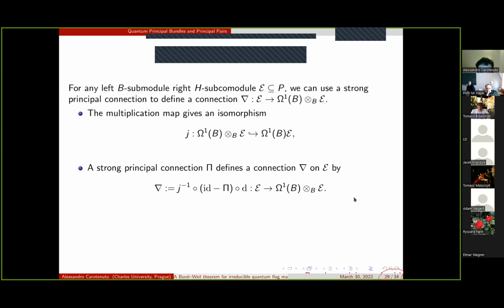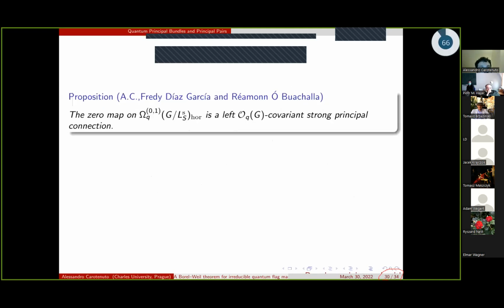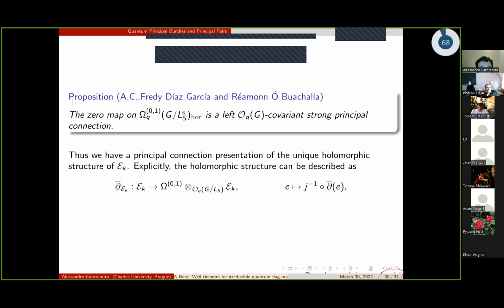Now, what we proved for our specific case is that the zero map on Ω^{0,1}, I will correct this as well, is a left U_q(g) covariant strong principal connection. And hence we can build our unique holomorphic structure, our unique holomorphic connection over E_K, just as the connection associated to the zero map.